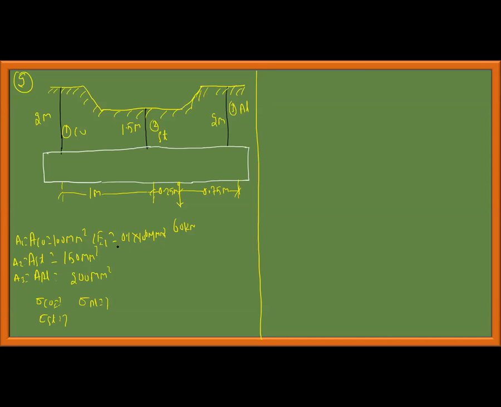Young's modulus in material 2, E2, is 0.2 into 10 power 6 Newton per mm square. Young's modulus in material 3, aluminum, is 0.07 into 10 power 6 Newton per mm square. This is the problem statement. We need to find the stresses in copper, aluminum, and steel: sigma 1 is equal to how much, sigma 2 is equal to how much, sigma 3 is equal to how much. A load of 60 kilonewton is acting downwards like this.